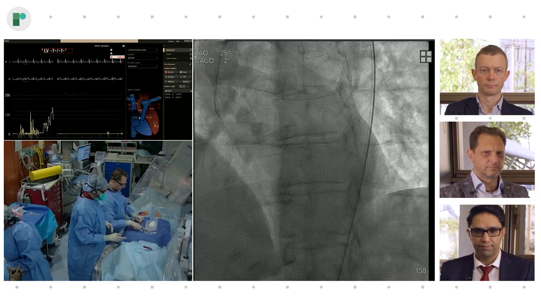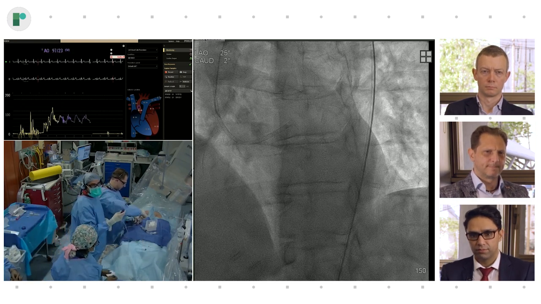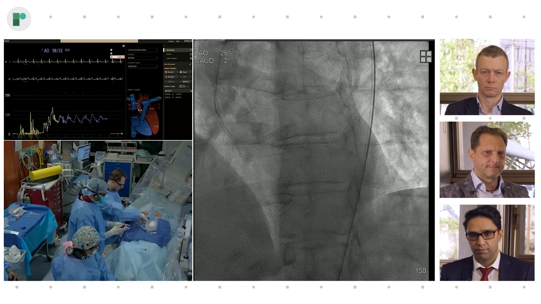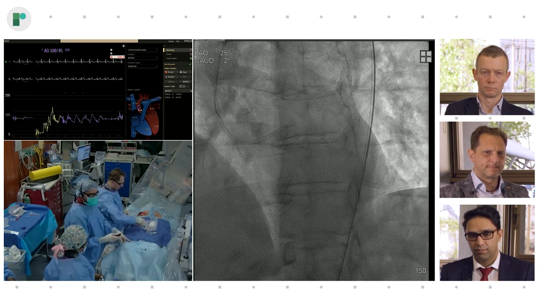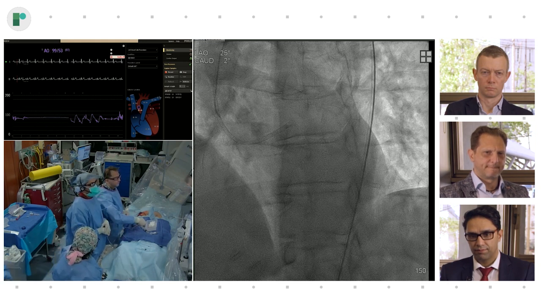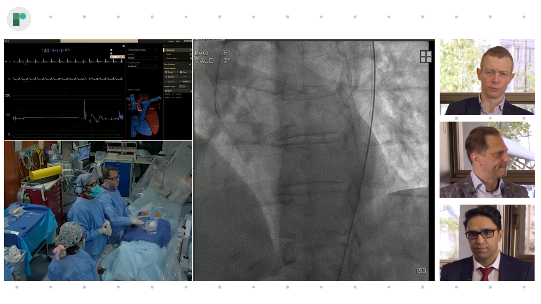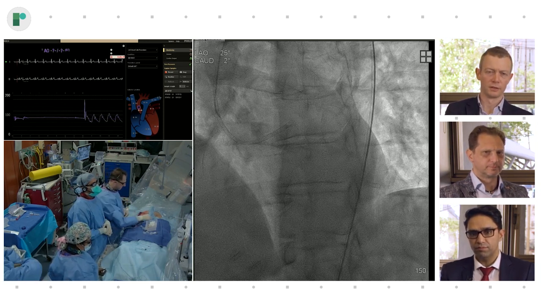So what you'll notice is Alan is not using the injector button to test. The reason is this contrast, this line could actually have contrast in it. And so the best way to make absolutely sure is to use a syringe. So this is a critical stage, right? So you don't want to repeat the diagnostic angiogram. You want to engage without using contrast.